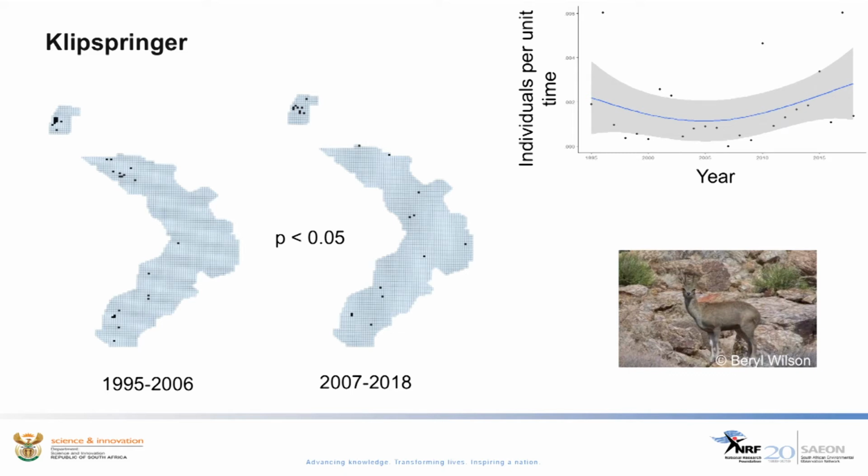Klipspringer occupy one of the widest geographical ranges in the Drakensberg, and results for the Klipspringer should be taken with precaution, as game observations are not targeted at these rocky habitats, and observations of Klipspringer are quite rare.